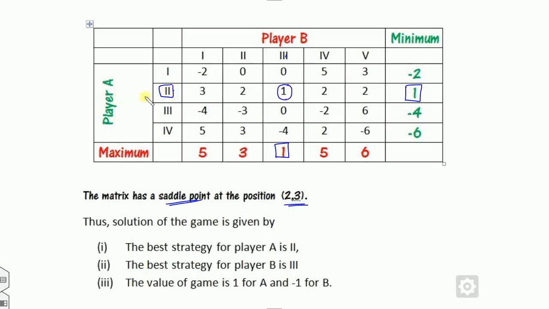So player A chooses strategy 2 while player B chooses strategy 3, then the value of the game will be this value. This is the value 1, and since this is a win and this is a loss and it's a zero-sum game, the sum will be 0. So 1 for A minus 1 for B.